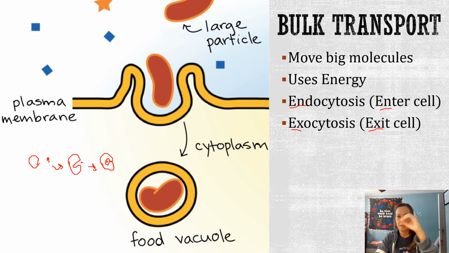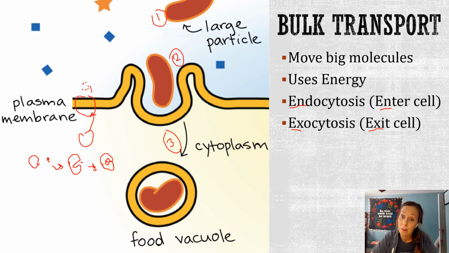Exo is opposite. This is endo, this is going in, right? So 1 here, large particle, 2, it goes around it, 3, it's into the cell. Exo, think of it as puking. The vesicle moves through the membrane, it fuses with the membrane, and then it spits out all of its stuff. Okay, we'll do that a little bit more this week too. But those are our bulk transport. It's how we move big things around our body.